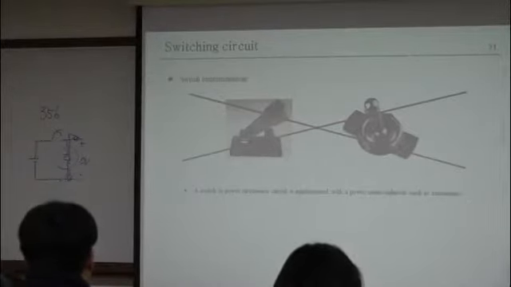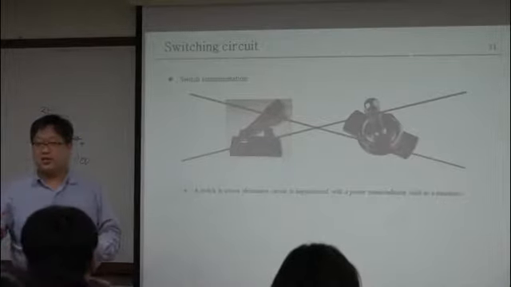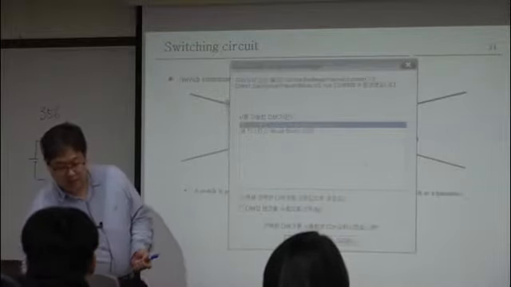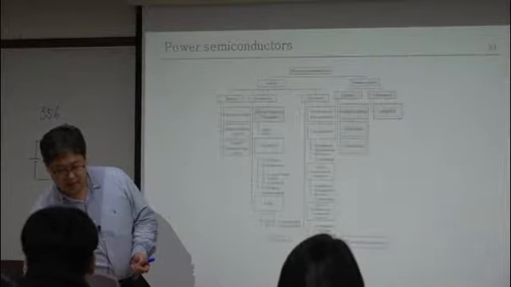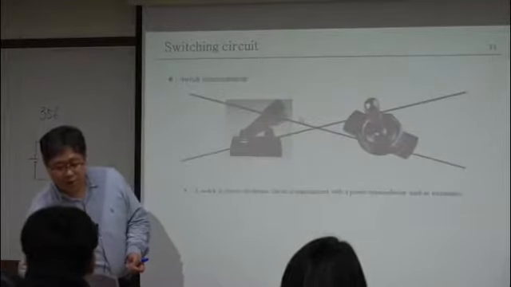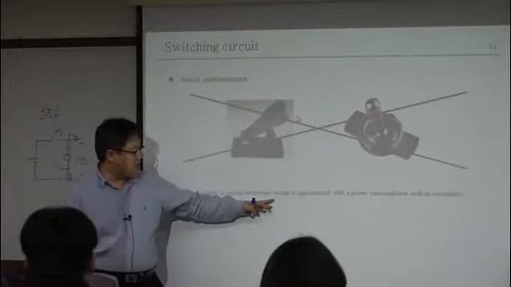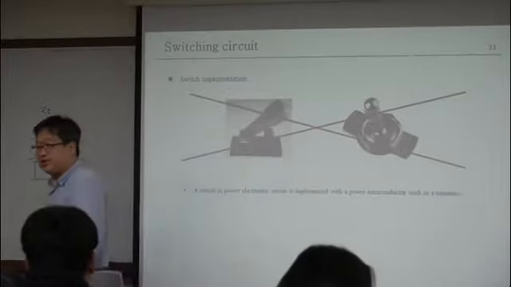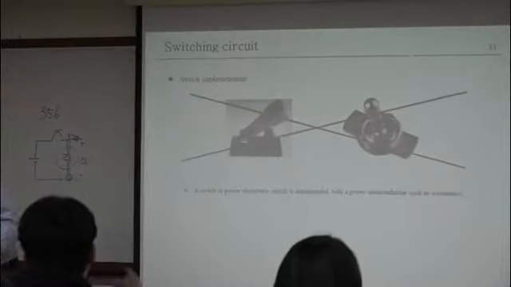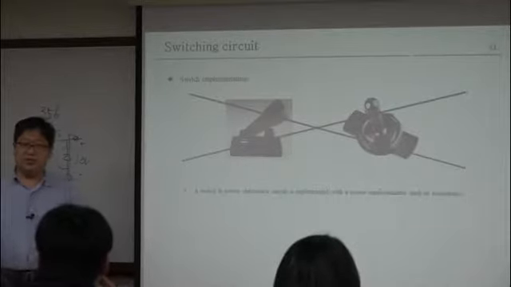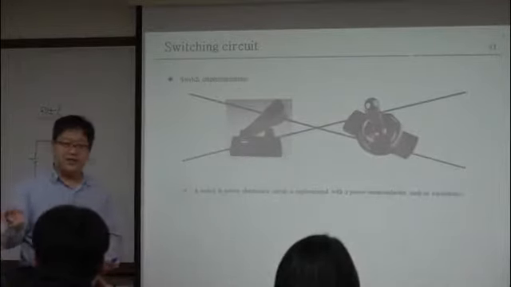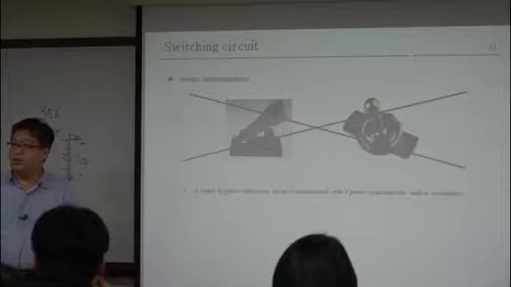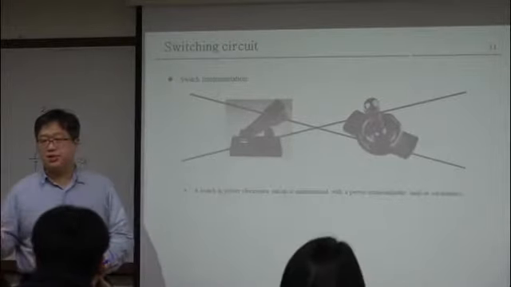For switch implementation, our circuit is basically an electronic circuit, so you don't use a mechanical switch like this. So we will use what? A switch in a power electronic circuit is implemented with a power semiconductor, such as a transistor. What kind of transistors have you learned? BJT, bipolar junction transistor. And what about MOSFET? And also IGBT. You can also have the thyristor, and a diode can also be considered as a switch.